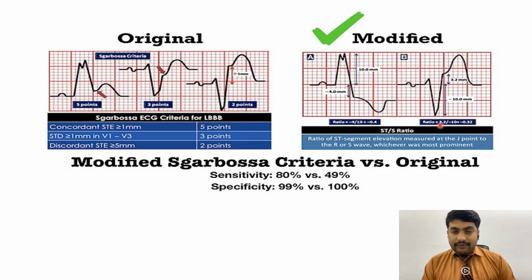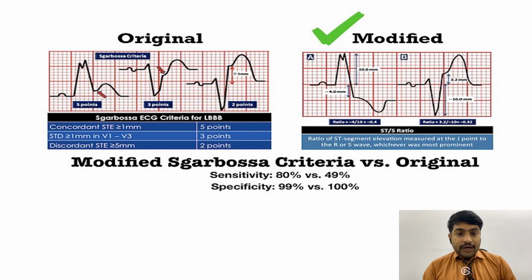So for example, we have ST segment elevation and then we have our S wave. We will calculate the small blocks between the origin of S wave to the end of it. For example, if it is 10, and our elevation of ST segment is almost 4 small blocks, we will calculate the ratio between these two. So what we will do is we will put 4 above and 10 below.